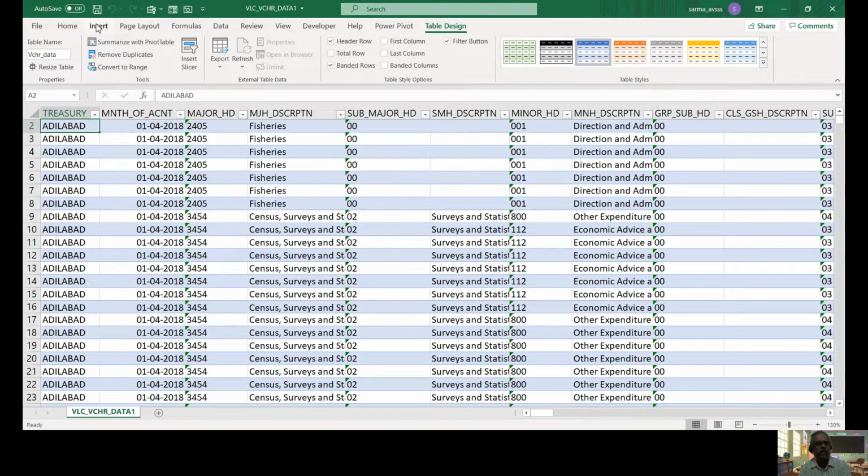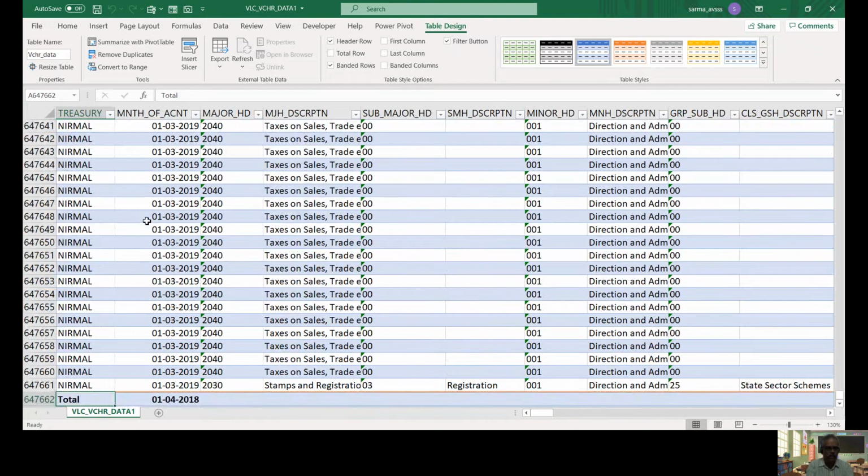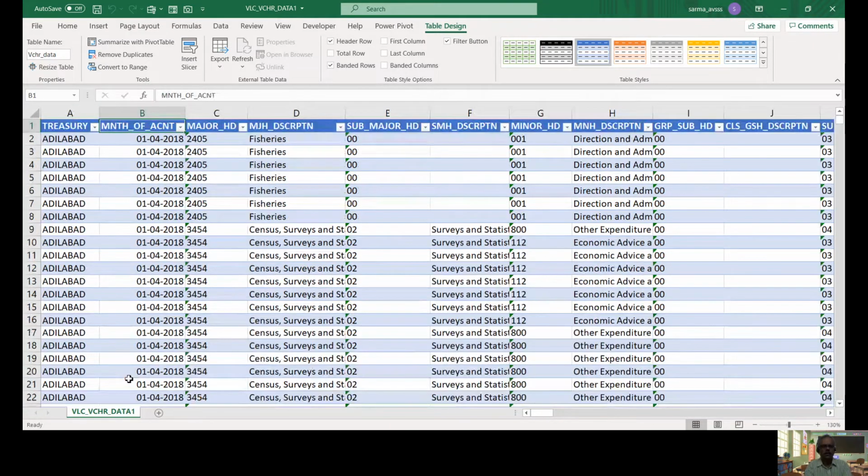So straight away we are going for data analysis. Based on this data we will analyze and identify the outliers, DDOs. Let us see how many records are there. There are almost 6,47,661 records. Around 6.5 lakh records approximately. This data let us analyze and identify what type of trends we can observe and how we can identify an outlier using those trends.